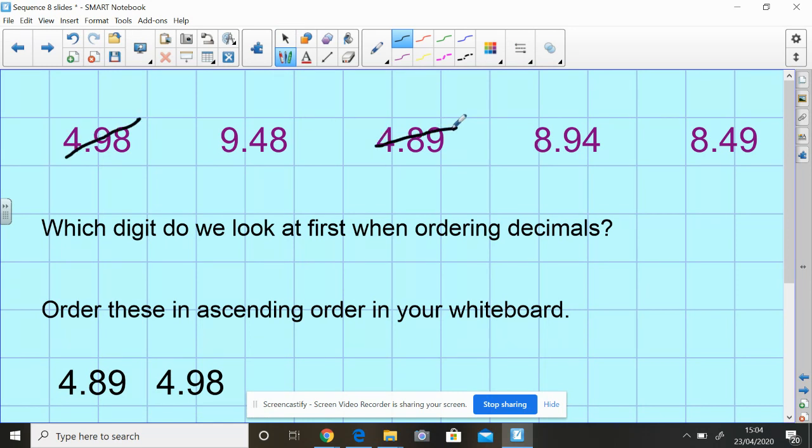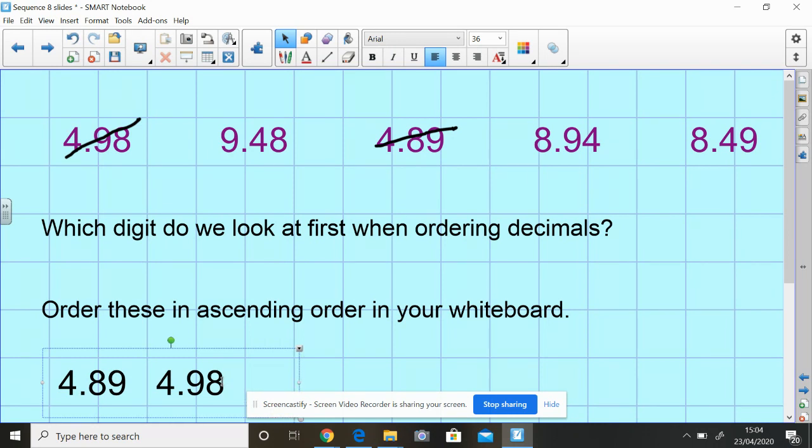Which one comes next? We go back to the ones column, so we have a 9, an 8, and an 8. So which one is the next smallest number? We know that the next smallest number out of these ones is 8. So we have 8.94 and 8.49. The ones column has the same digit, so we go to the tenths column. In the tenths, we have a 9 and a 4, and we know that 4 is smaller than 9.